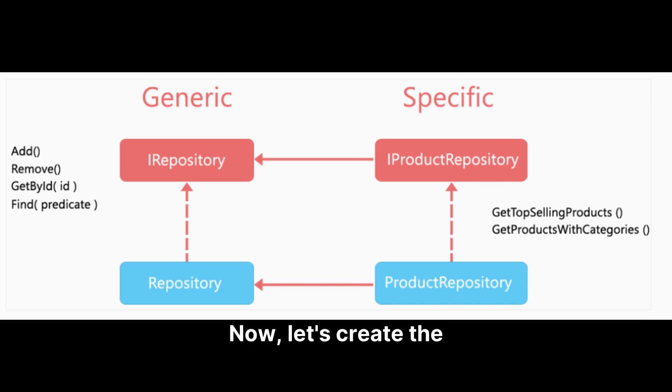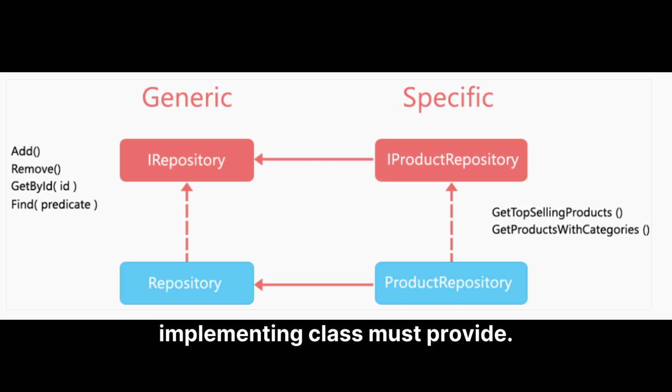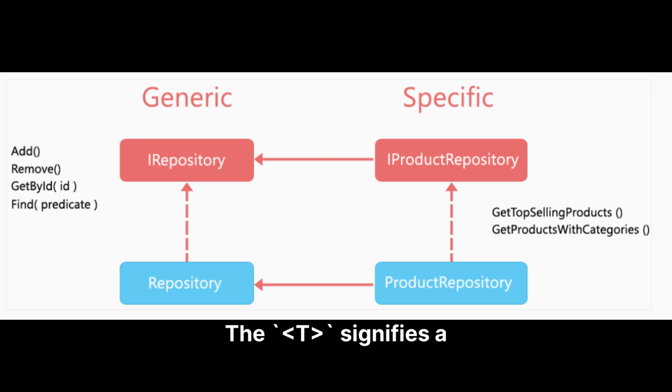Now, let's create the core of our persistence layer, the generic IRepository<T> interface. An interface defines a contract, specifying methods any implementing class must provide. The T signifies a generic interface, making our repository flexible and reusable for various entity types.